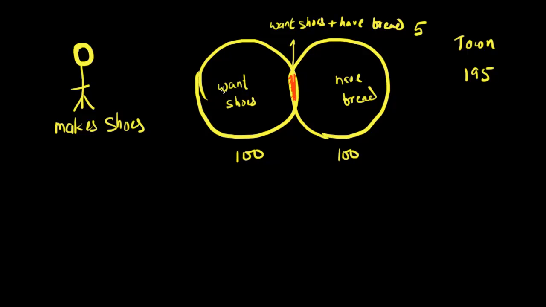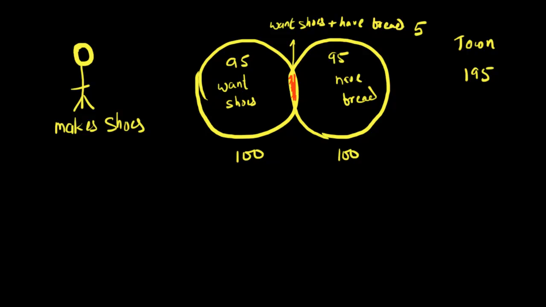So, as you can see, the number of people who want shoes who don't have bread, which is this section over here, would be 95, because it's 100, which is the total circle, minus the union over here, which is 5. And the people who have bread who don't want shoes is also 95. Again, it's this entire circle over here, that's 100 people, minus the union, which is 5.